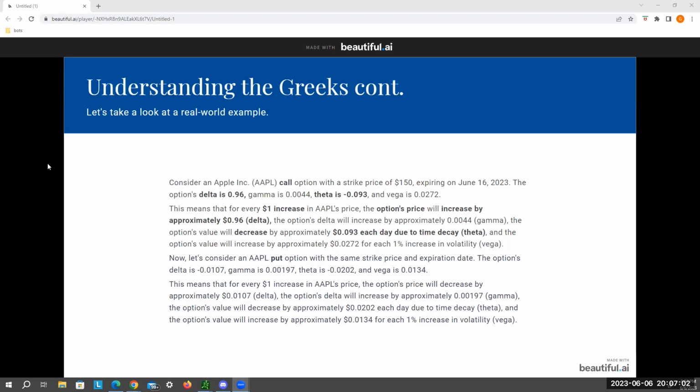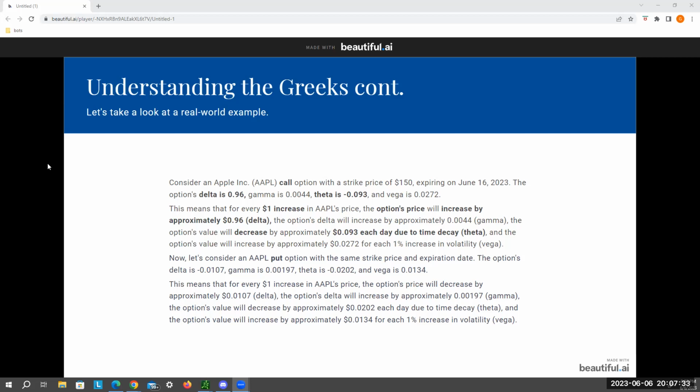The option's delta will increase by approximately 0.0044, which is the gamma. The option's value will decrease by approximately 0.093 each day due to the theta, once again known as time decay. Why are you losing that? Because of the time decay. So your contract tomorrow will automatically lose $9.30. The option's value would increase by approximately 0.0272 for each 1% increase in volatility, which is known as the Vega.